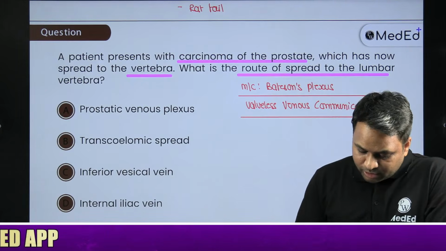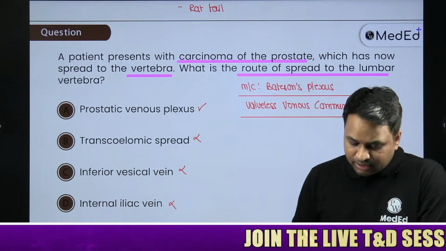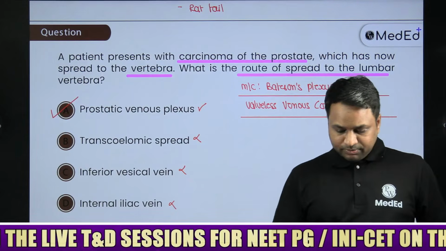So the answer, is it going to be the prostatic venous plexus? Yes. Not transcoelomic, not the inferior vesical vein, not the internal iliac vein. The answer is A for Ahmedabad. It is your A for Ahmedabad, right?